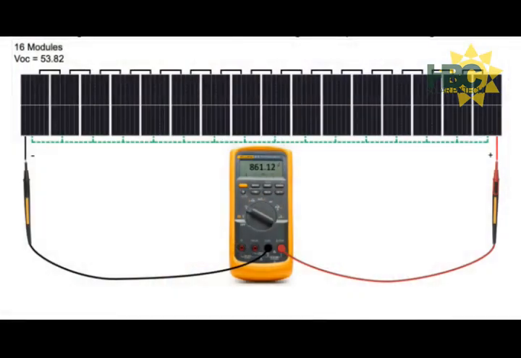Let's look at an example with voltage to ground on both positive and negative sides. First, measure between positive and negative. In this string of 16 modules, each with a VOC of 53.82 volts DC, we measure 861.12 volts DC. The PV string circuit open circuit voltage: 16 times 53.82 equals 861.12 in this case.